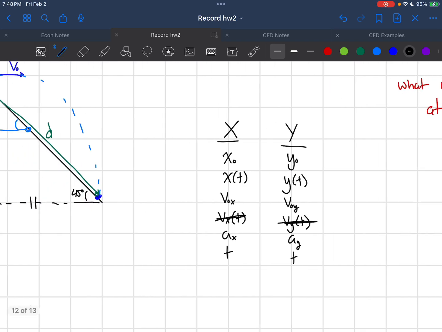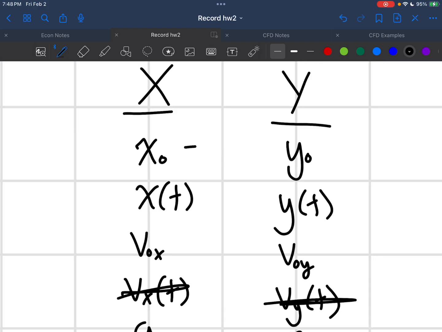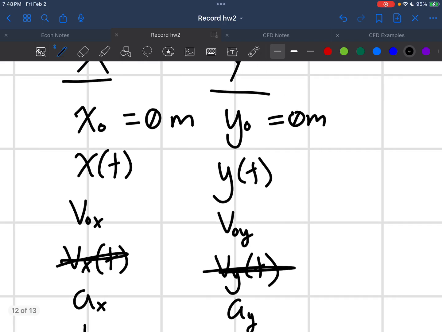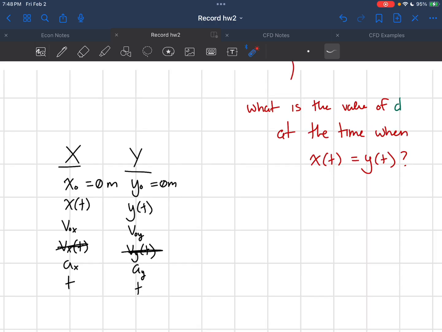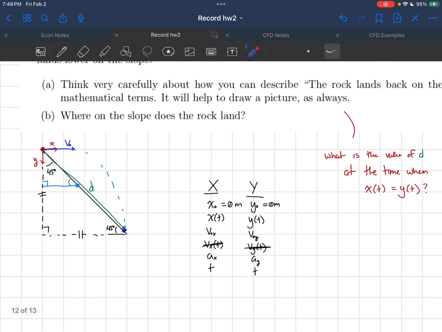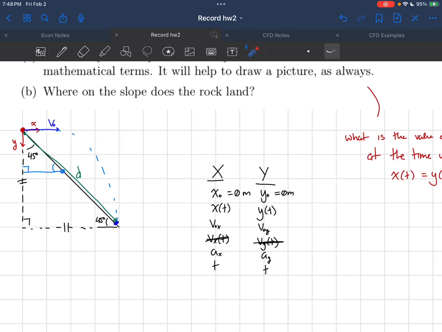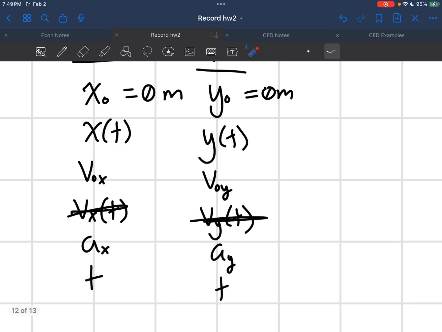So I know because of how I set my origin that my x0 and my y0 are both 0. Well, I don't know what my x of t and my y of t are. In fact, I need to solve for them if I'm going to find d, because I need a leg of the triangle in order to find the hypotenuse. So eventually, I'm going to be solving for those.